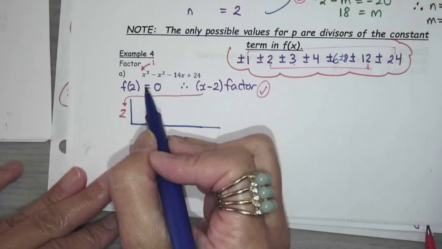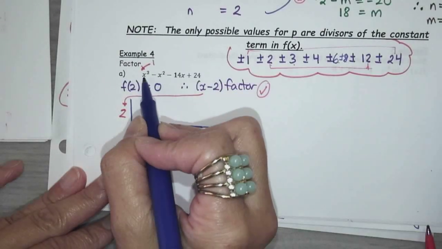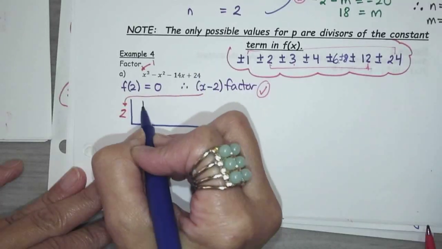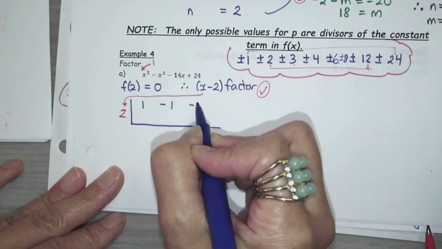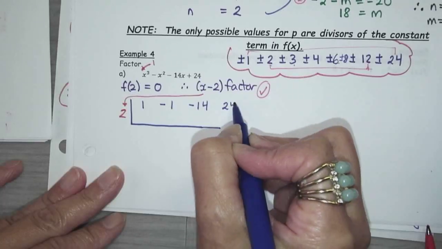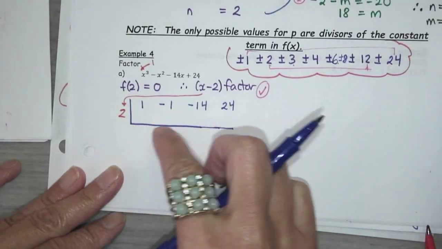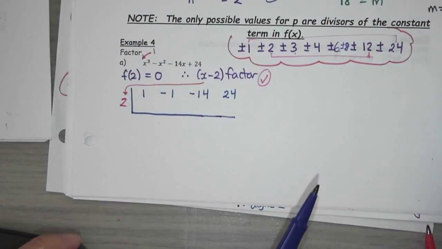Then we're going to do the coefficients. So I have power of 3, degree 3, 2, 1, nothing. So we're going to go 1, -1, -14, and 24. Space it out so that you're not too scrunched. You don't want to be overlapping your numbers, so make it big enough so you can read it.